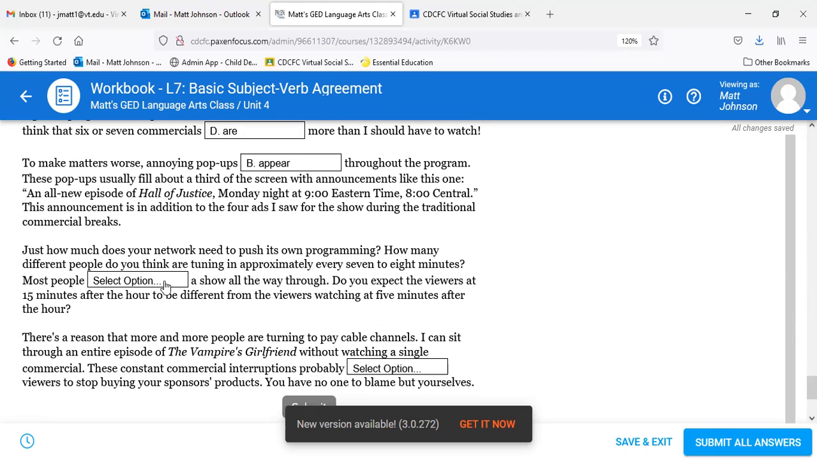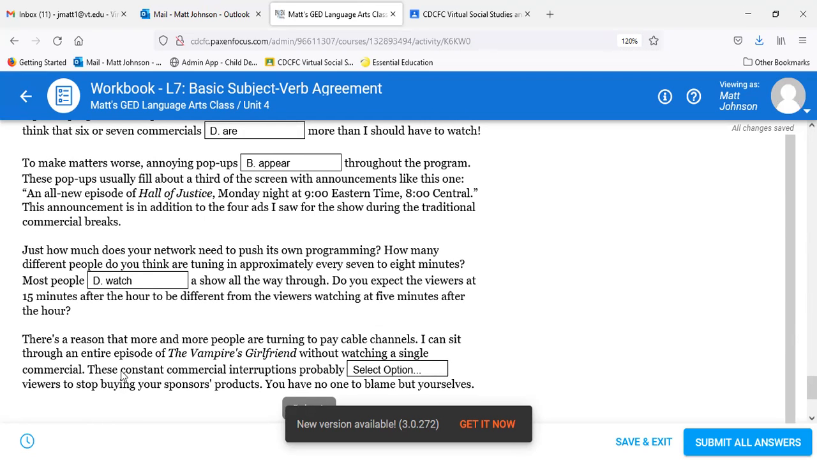Most people blank a show all the way through. Okay, D. D, watch, right? People, that is a plural, right? Most people watch, our plural verb, a show all the way through.